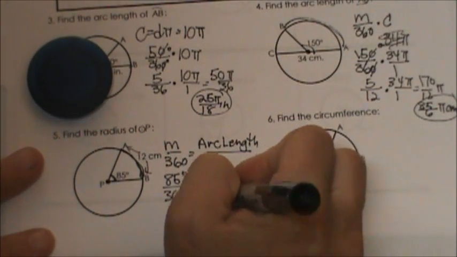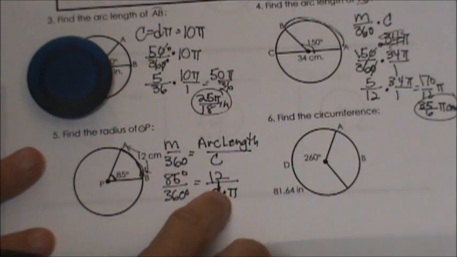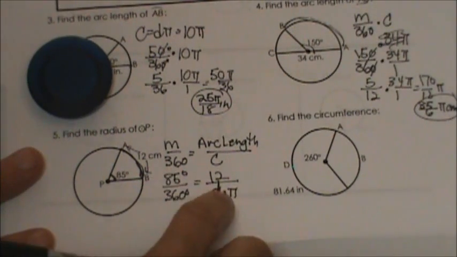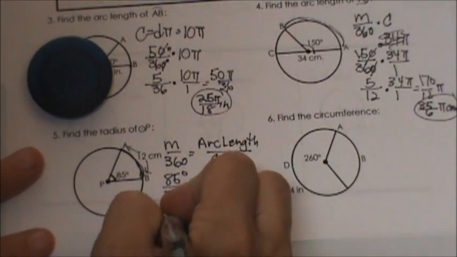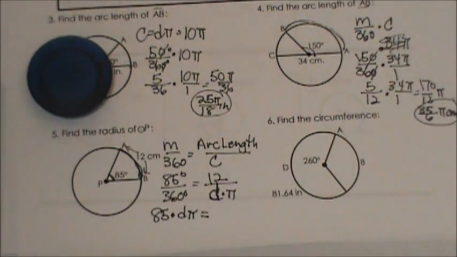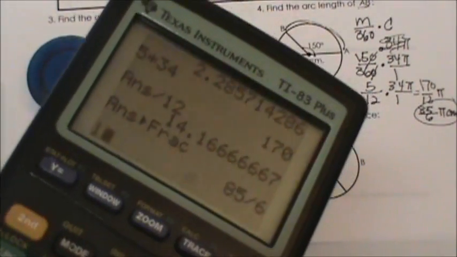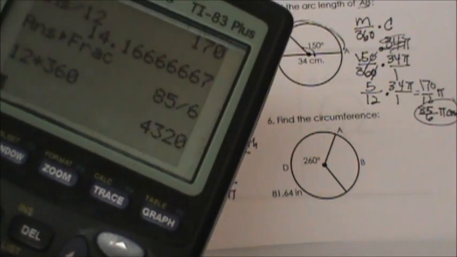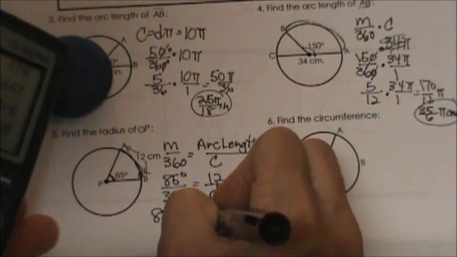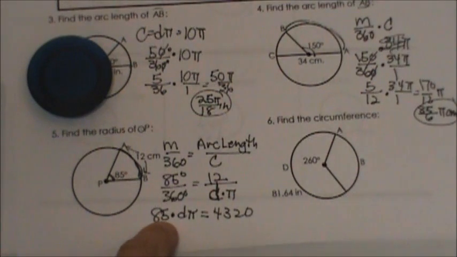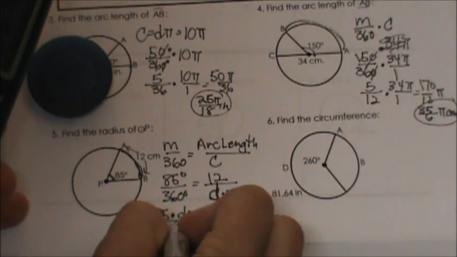D pi. Okay, so now when you get to here, you're going to cross multiply, and that's what makes this so simple. 85 times d pi. So I'm just going to put 85 times d pi equals 360 times 12. Well, of course, I don't know that off the top of my head, so 12 times 360, and that's giving me 4,320. Okay, now I need to solve for d, don't I? Okay, so that means I need to get rid of 85, and I need to get rid of pi. So let's divide by 85.